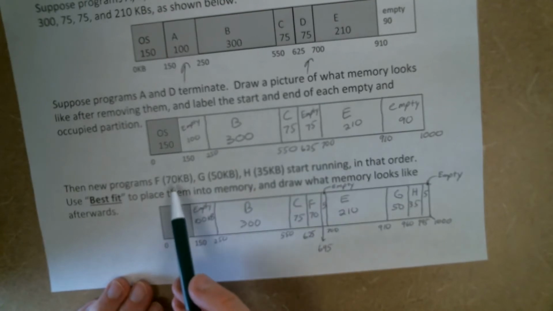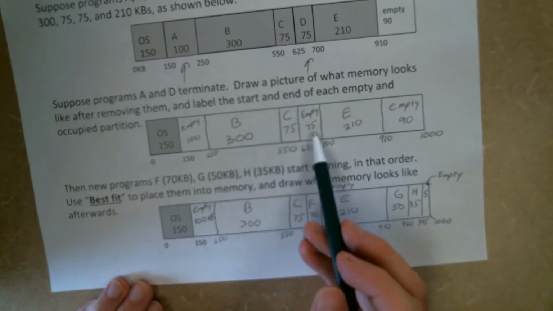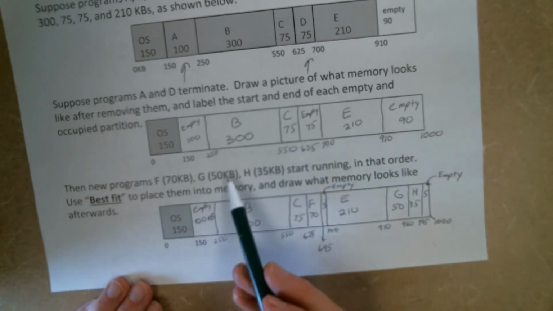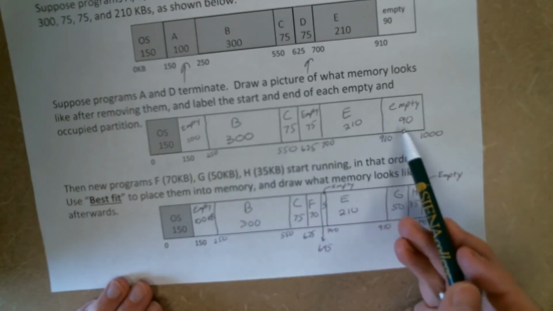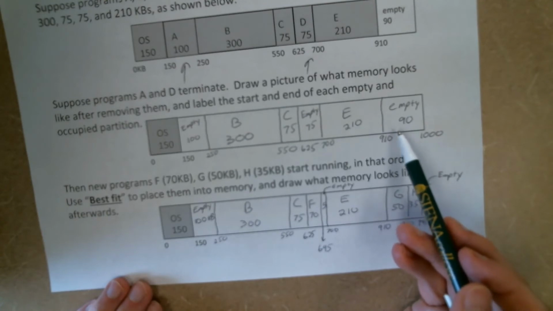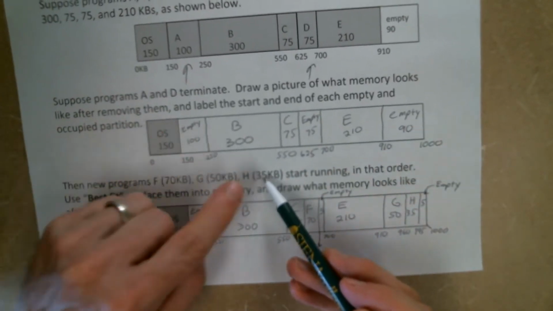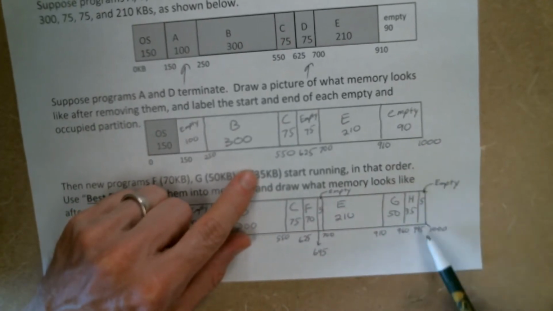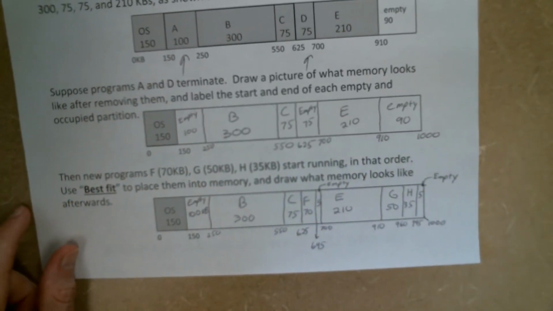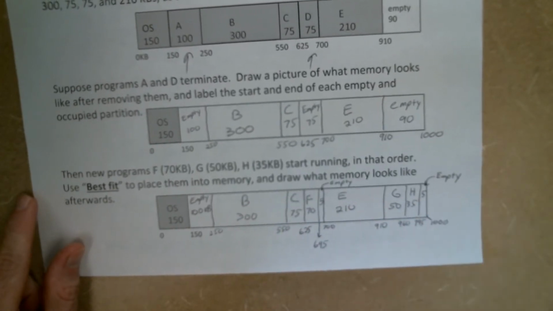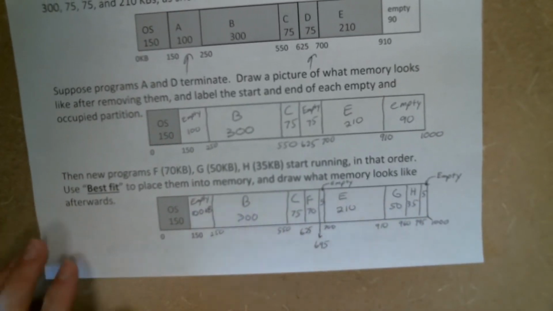So again, the first one was 70. So the smallest available one that worked was that 75 that just freed up. Then we got to 50. So the next smallest one that worked was the 90 here. That created a size 40 and a size 100. Luckily, the 35 fit in the size 40. And then we just had the 5 left over right there. So we end up with an empty 100 kilobytes here, an empty 5 here, and an empty 5 here. Okay.